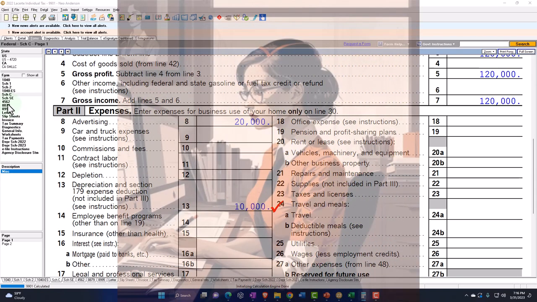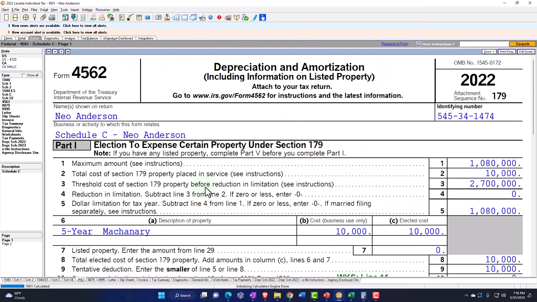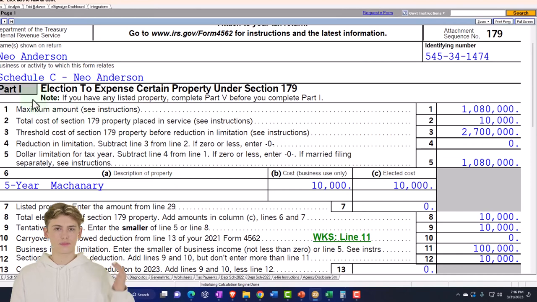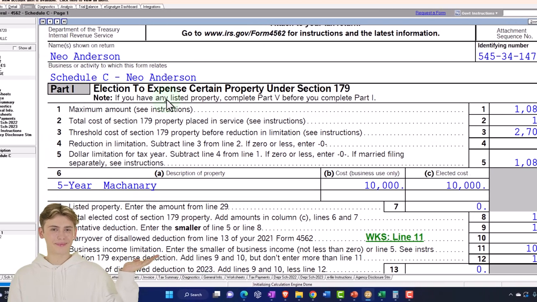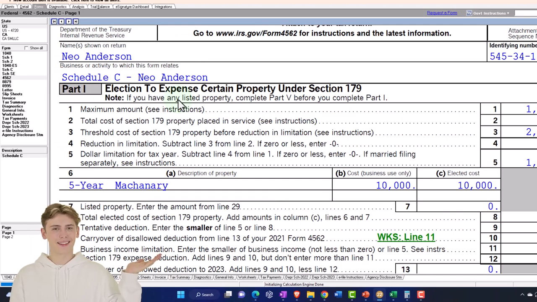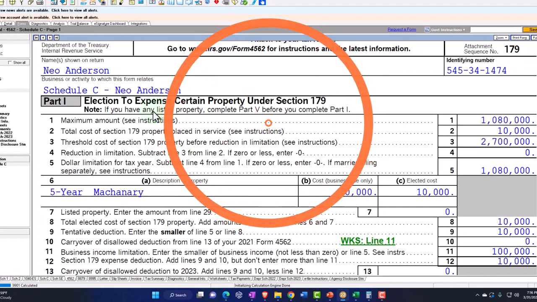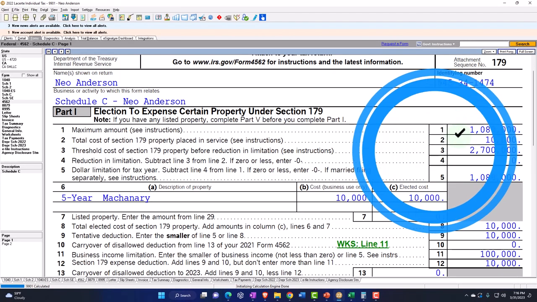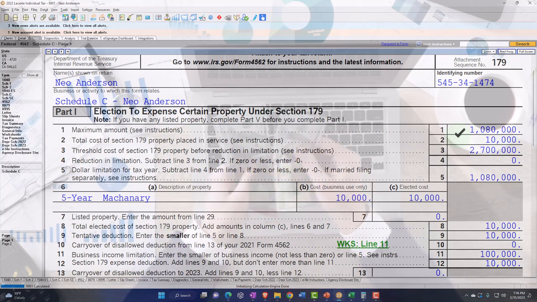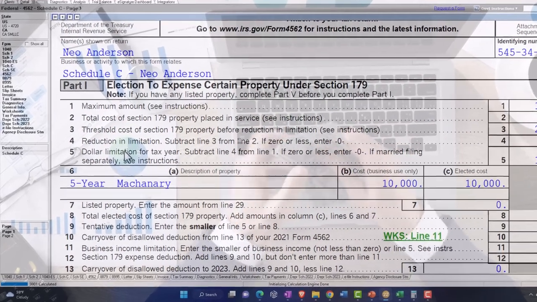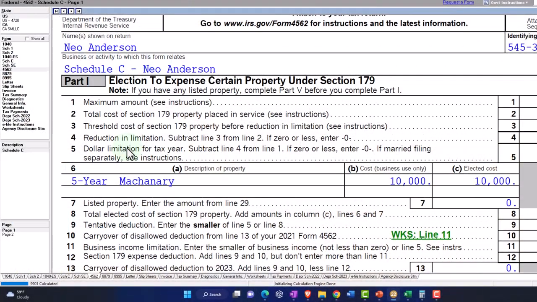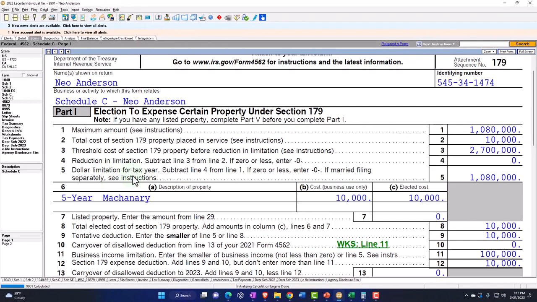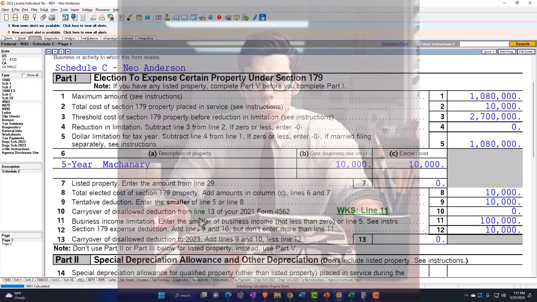Now you can also see this going through the Form 4562. So now we have the Form 4562 Part 1, election to expense certain property under the 179. So you can see the 179 has a bit of flexibility in making the election, possibly more so than the special or bonus depreciation. So the maximum amount is the 1,080,000, quite a high limit for many small businesses. Larger companies can clearly hit that fairly easily. Total, and then the threshold is 2,700,000, meaning, we talked about these rules in prior presentations, if you go over the 2,700,000, it can affect how much you can deduct. Dollar limitation, and then the 5-year machinery and so on. And then the 10,000 being in essence taken.